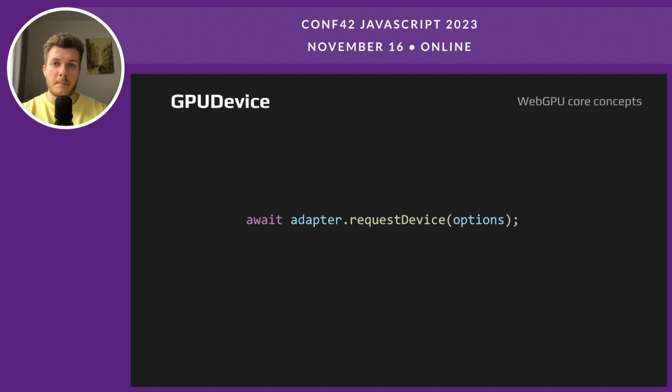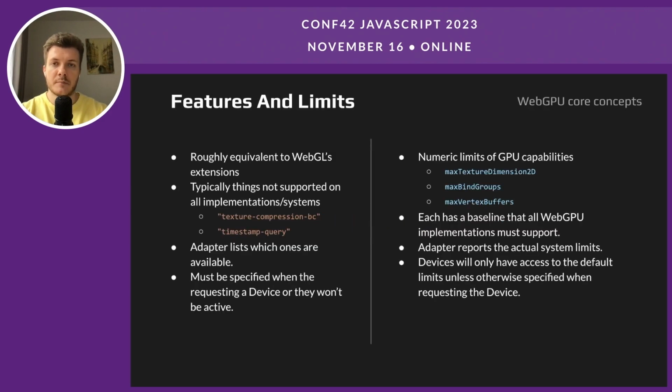The GPU device plays a central role. It serves as the main interface for the API. This component is responsible for creating resources such as textures, buffers, and pipelines. It comes equipped with a GPU queue to carry out commands, and functionally it's quite akin to WebGL rendering contexts. WebGL extensions are roughly equivalent to those in WebGPU. However, they are not universally supported across all systems. Each adapter provides a list of available extensions. To activate them, they must be specified when requesting the device.